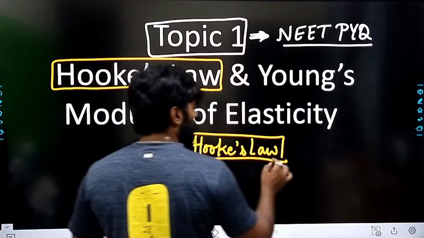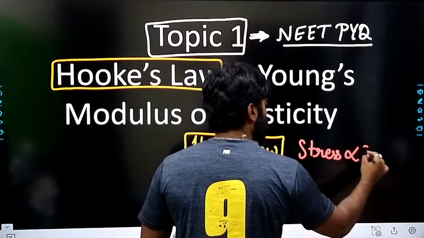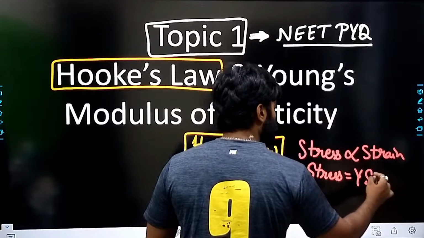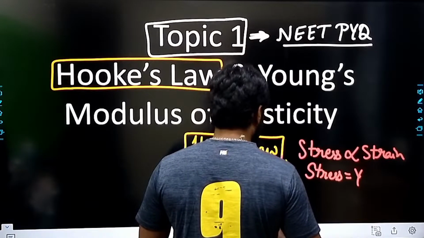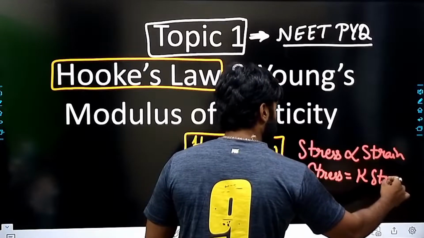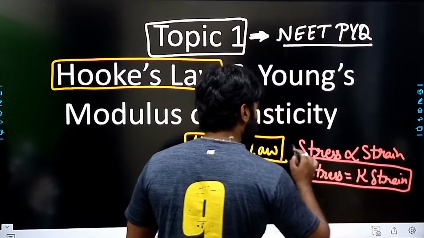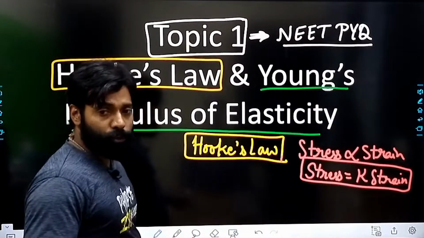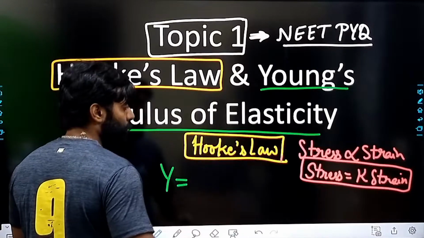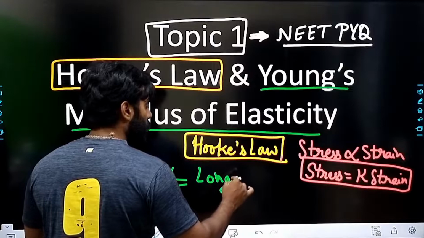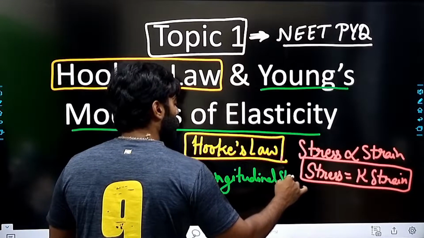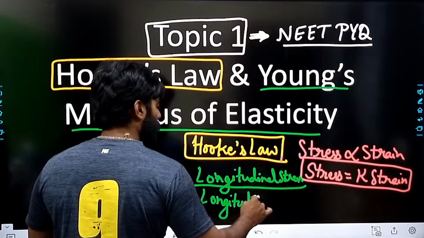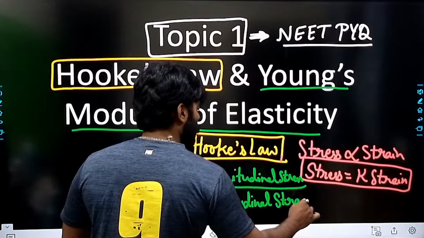So here I'm again explaining to you Hooke's law. Hooke's law said that stress is proportional to strain. Stress is equal to k times strain, right? Because I'll be going general here. K is modulus of elasticity, and here we are having Young modulus of elasticity. If we are talking about Young modulus of elasticity, then we can modify this as Y. Y is equal to longitudinal stress upon longitudinal strain.